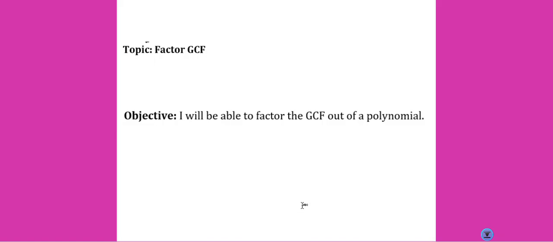Today we're going to be learning about how to factor a GCF. Our objective is that we will be able to factor the GCF out of a polynomial.